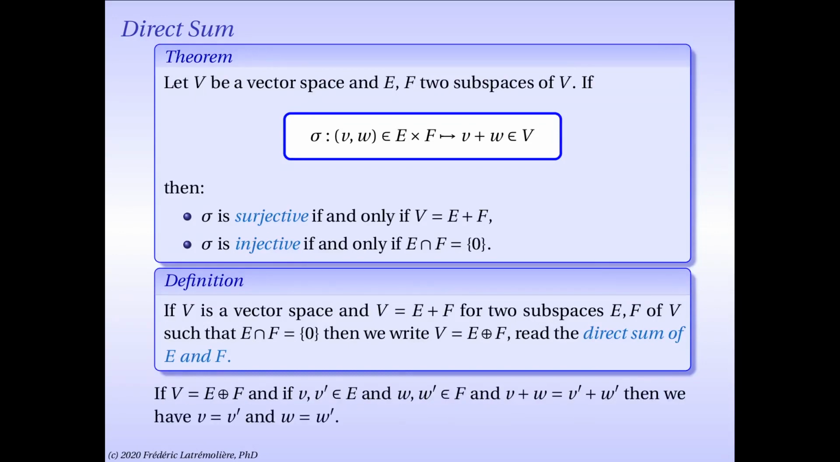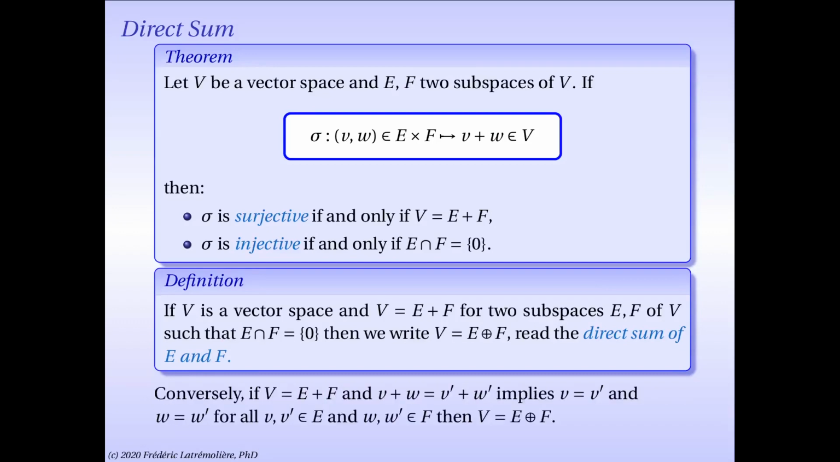The relevance of this definition is that it answers the easy question we stated in the introduction. Indeed, first let's say that our vector space is the direct sum of two subspaces E and F. And let's say that we have two vectors v and v prime in E and two vectors w and w prime in F, subject to the relation that v plus w equals v prime plus w prime. In other words, using the notation of our theorem again, sigma of (v, w) equals sigma of (v prime, w prime). Now the direct sum hypothesis tells me that sigma is injective. So in particular, v equals v prime and w equals w prime.